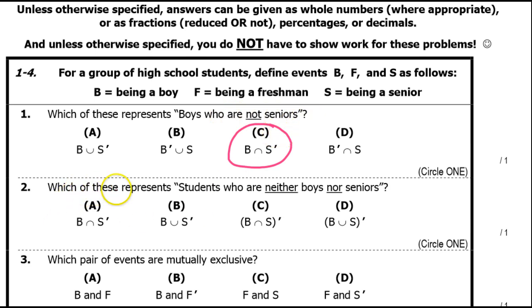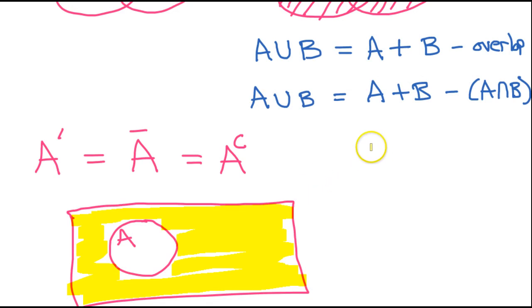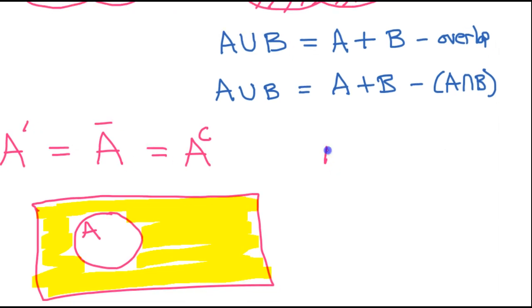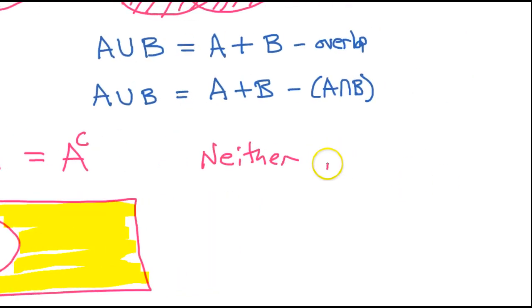Problem number 2. Which of these represents students who are neither boys nor seniors? Okay, this is a little bit tricky. When they use this word neither, neither is the opposite of or. So this is going to come up a lot. When you see neither A nor B, that's the same thing as saying not A or B.